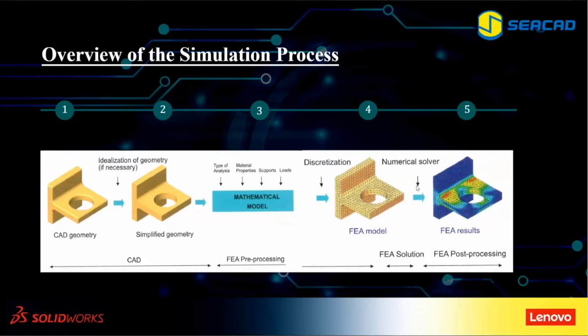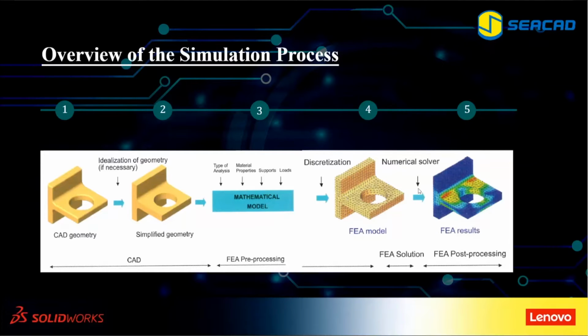Then the next thing is the solver. Once you have the FEA model, you can run the simulation. Then you can do the post processing. What kind of result do you want to get? You may want the maximum von Mises stress plot, or the displacement plot, or the strain plot. What kind of plot do you want? That is the so-called post processing.